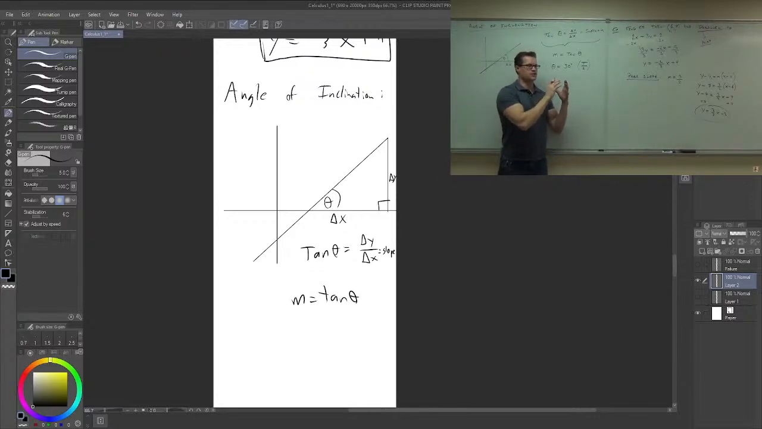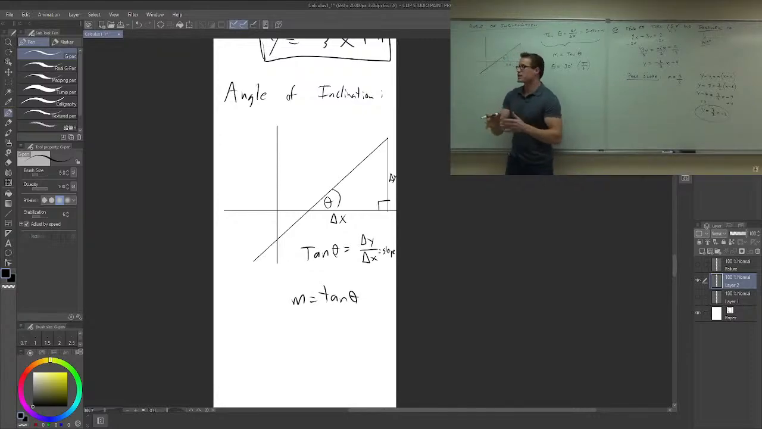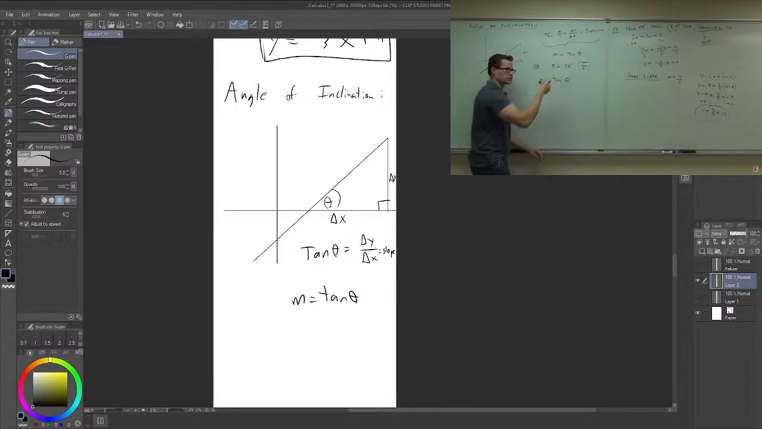I want you to find the slope of the line that has an angle of inclination of 30 degrees or pi over 6. I don't have the unit circle memorized. Here's how you do it. We know for a fact that m equals tan theta. Don't forget that. Okay, that's your equation.